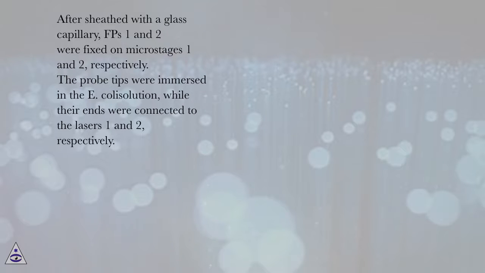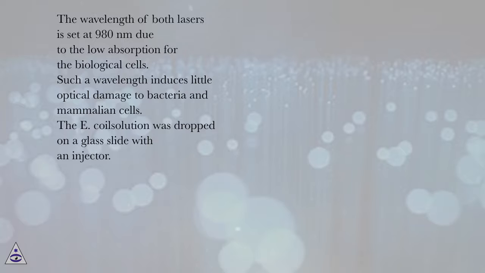After being sheathed with a glass capillary, FBs 1 and 2 were fixed on microstages 1 and 2, respectively. The probe tips were immersed in the E. coli solution, while their ends were connected to lasers 1 and 2, respectively. The wavelength of both lasers is set at 980 nanometers due to the low absorption for biological cells. Such a wavelength induces little optical damage to bacteria and mammalian cells.